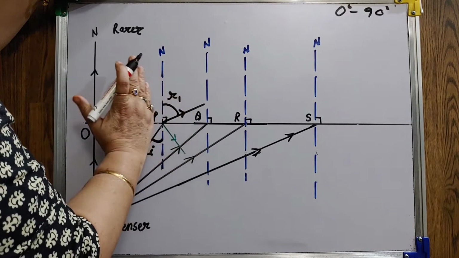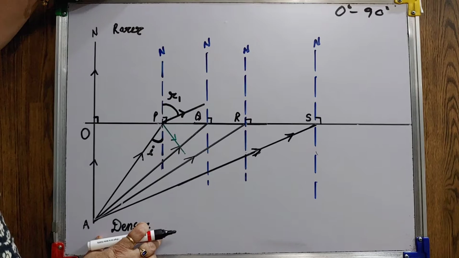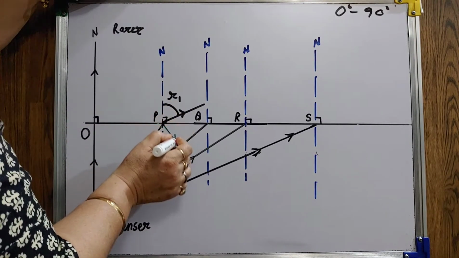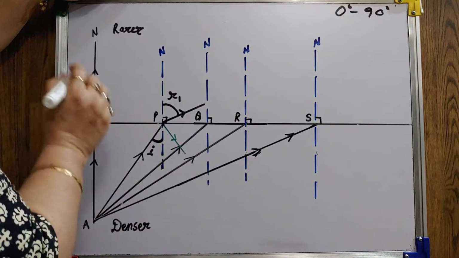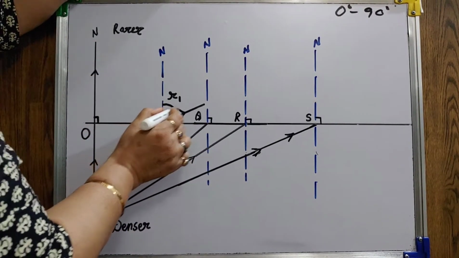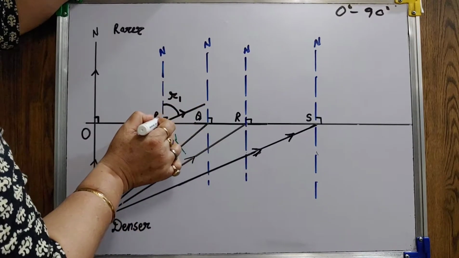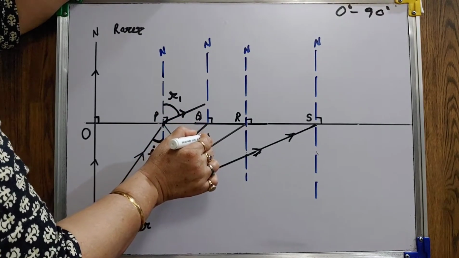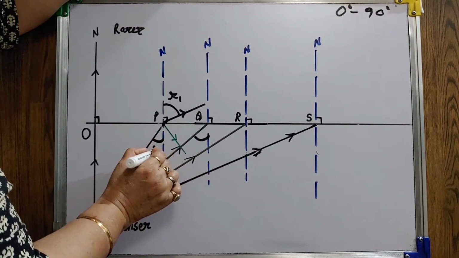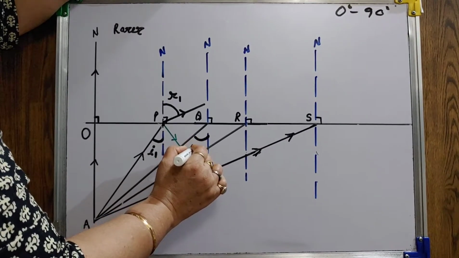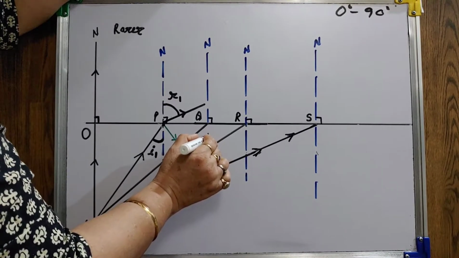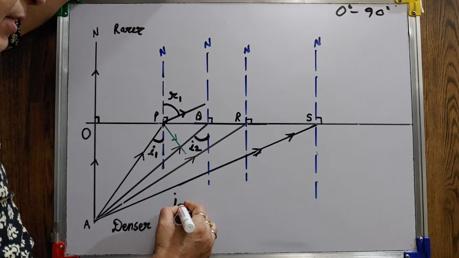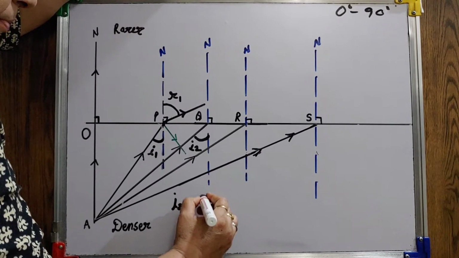Now, the refracted ray moves away from the normal as light travels from denser to rarer medium. At this incidence, part of it is reflecting back. So, we say that there is partial refraction of light and partial reflection of light. Now, suppose this is my I1, and this I am considering I2. The angle has increased, I2 is greater than I1. Then what happened?